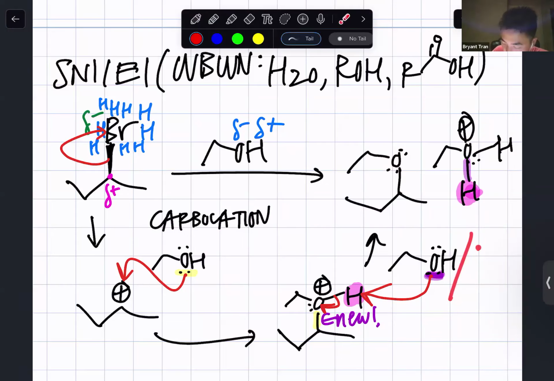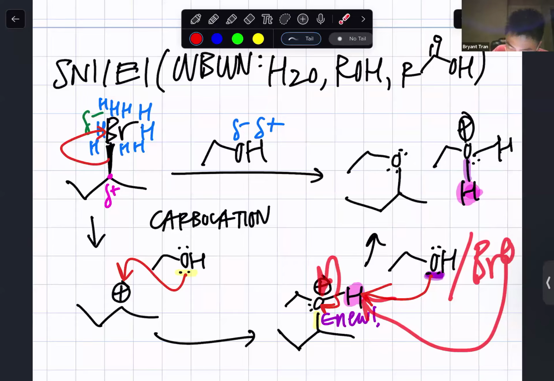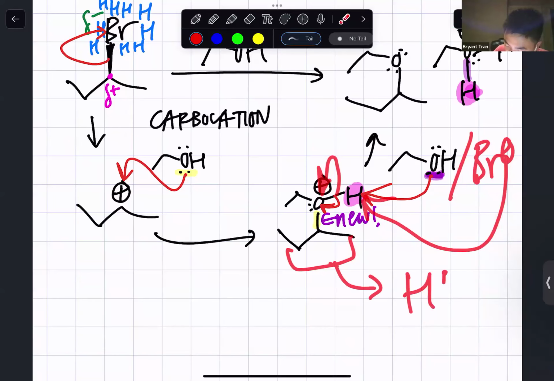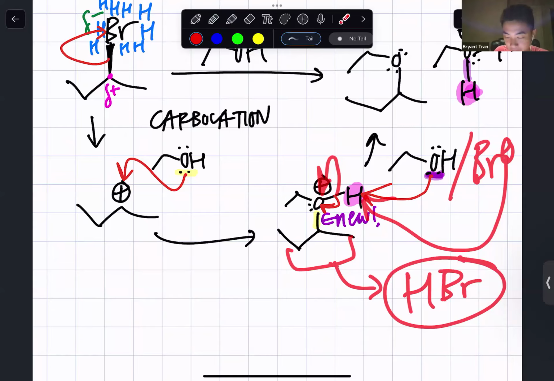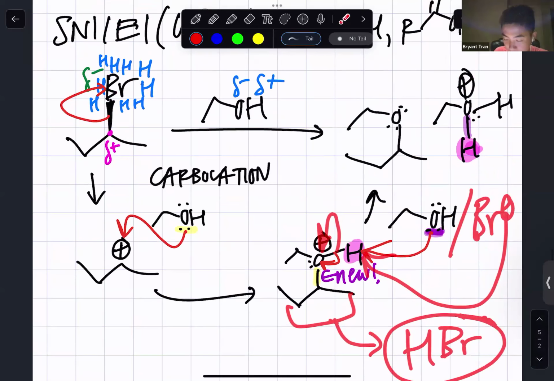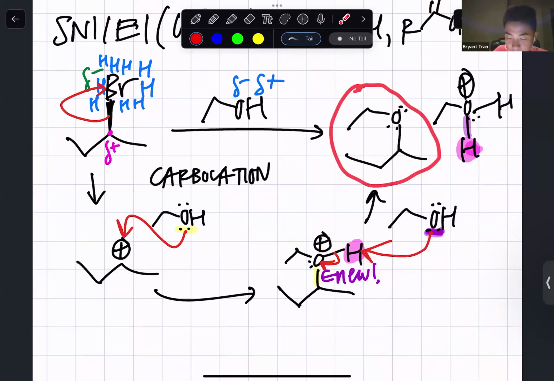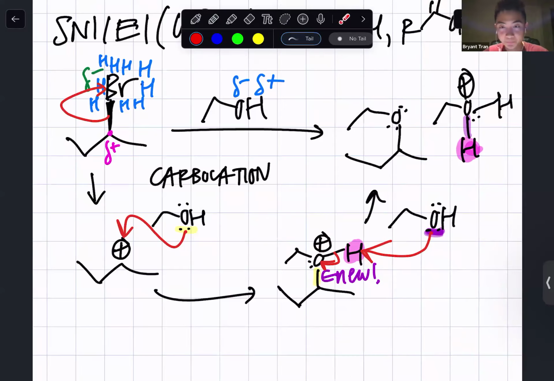If you used Br minus to grab the hydrogen instead, to deprotonate this positively charged oxygen, you would get HBr as a side product, right? Which could also be your answer. So that's a side product right there, which professors don't usually ask about. They usually ask about the main major product, which is the SN1 product right here, right? But that's a good question for the full mechanism.